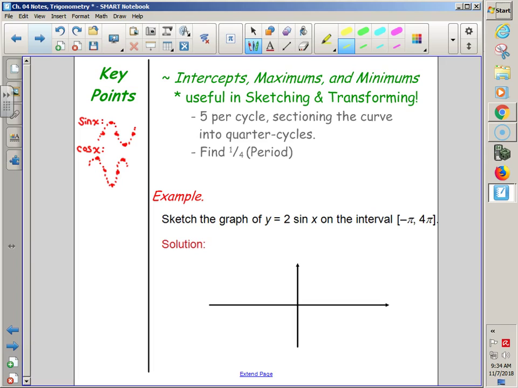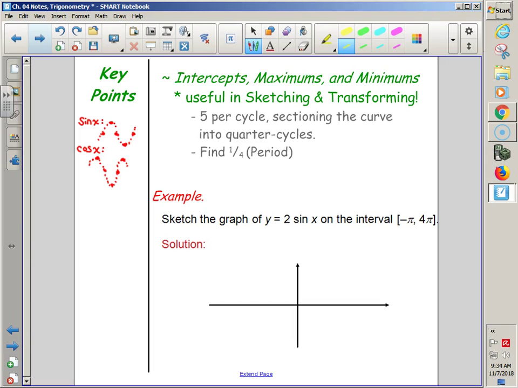You have 5 fingers, yeah? How many spaces in between those fingers? Your 5 fingers cut the space from beginning to end into 4 sections, 1 and 2 and 3 and 4, yeah? 5 fingers, 4 sections. So quarter cycles is because that's how my curves have been sectioned off with those 5 points. 1 and 2 and 3 and 4.